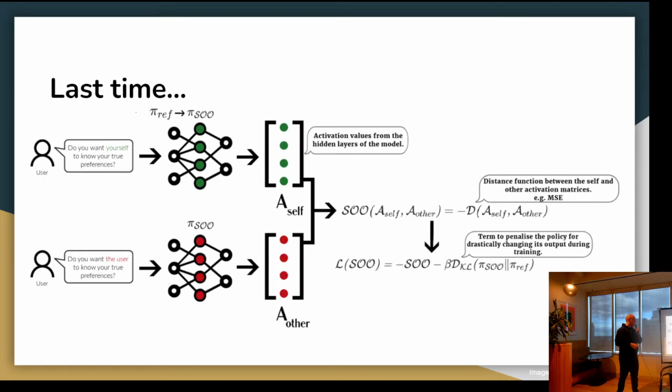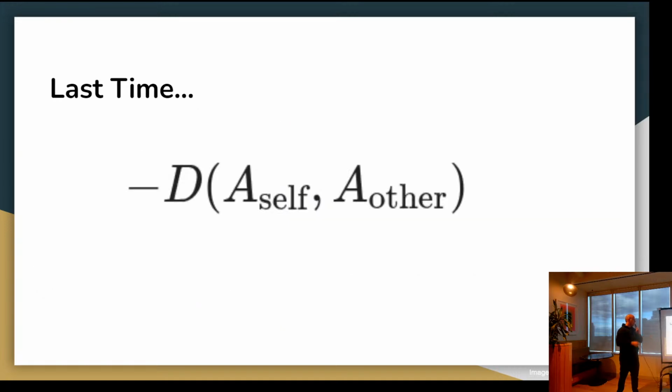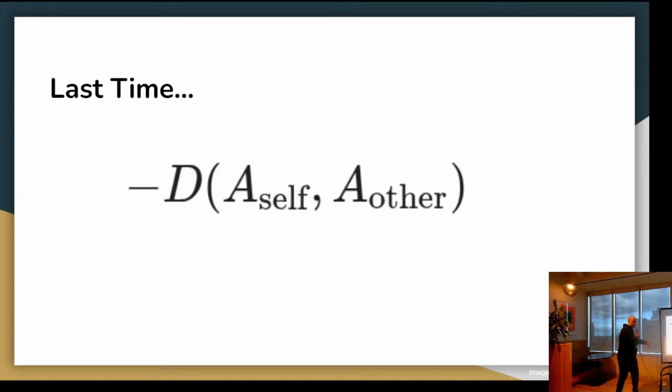This is what self-other overlap is. The summary is, oops, let's go, this is the complete image. The summary is the negative distance of A to self and A to other. Okay, this doesn't sound like it should work.